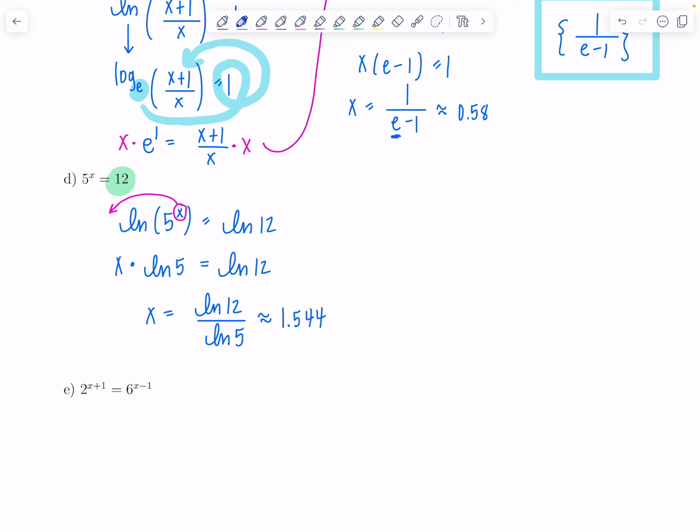For your answer though, when you report it, just always do exact unless you're instructed otherwise. So if it doesn't say round to 2 decimal places, then nobody wants your decimal answer. You just give this one. This is the exact one.